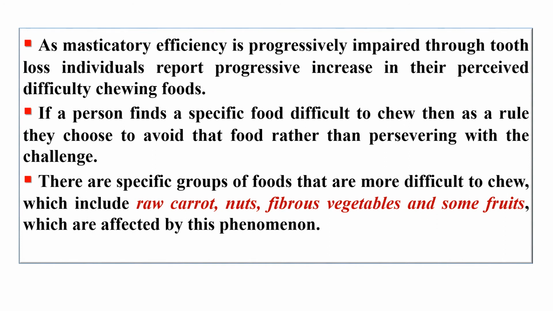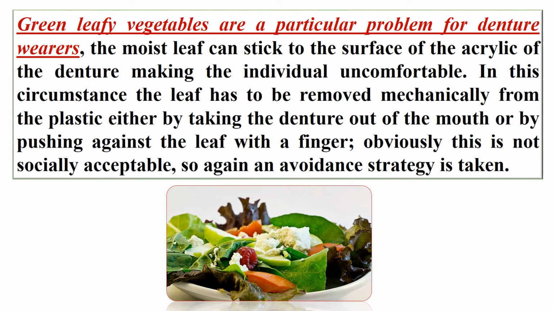There are specific groups of foods that are more difficult to chew, which include raw carrot, nuts, fibrous vegetables, and some fruits, which are affected by this phenomenon. Leaves stick to the surface of the acrylic of the denture, making the individual uncomfortable. In this circumstance, the leaf has to be removed mechanically from the plastic, either by taking the denture out of the mouth or by pushing against the leaf with a finger. Obviously, this is not socially acceptable, so again an avoidance strategy is taken.